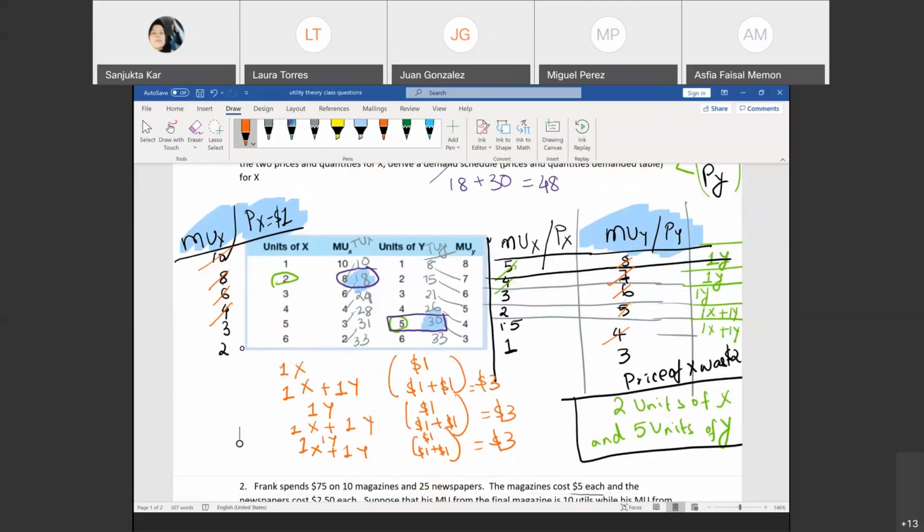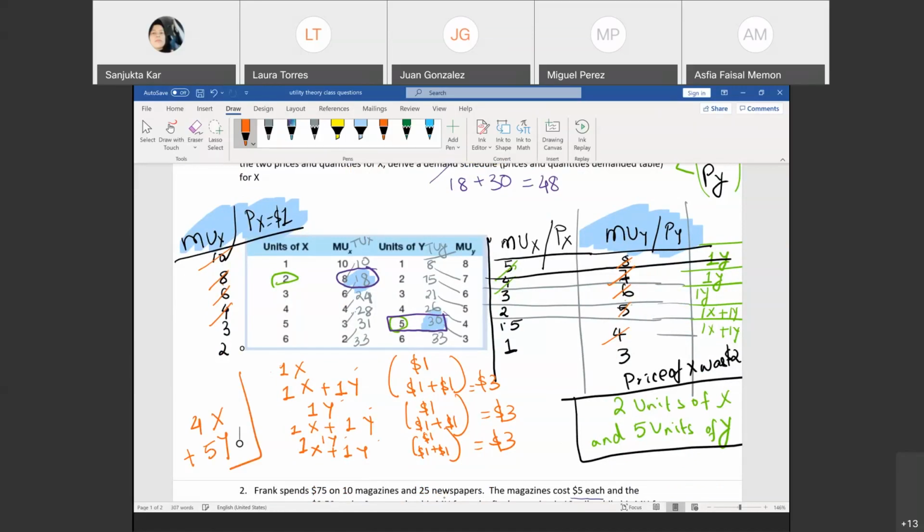Looks like I bought 1, 2, 3, 4 units of X. And I bought 1, 2, 3, 4, and 4, 5 units of Y. Here the price of X, this was equal to $1. Okay.